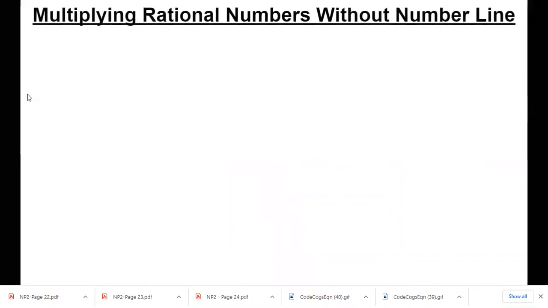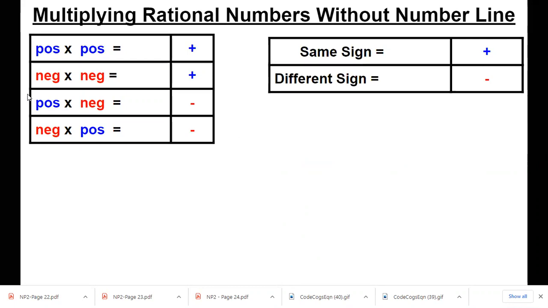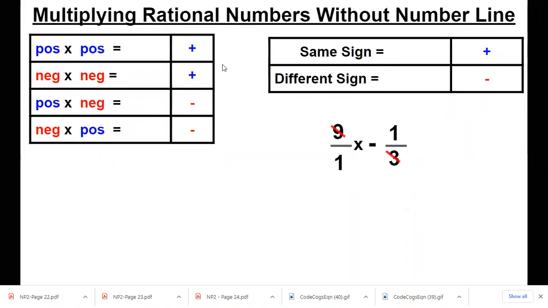Let's see what's next. Probably another one. Our rules: same signs, positive answer; different signs, negative answer. 9 times -1/3. What am I going to do first? Right, I'm going to put the 9 over a 1. Now I have two fractions. Notice how I can cancel the 9 and the 3. I can divide 3 by itself and 9 by 3. So I'm going to cancel out the 9 and the 3. The 3 divided by a 3 is a 1, and the 9 divided by a 3 is a 3.